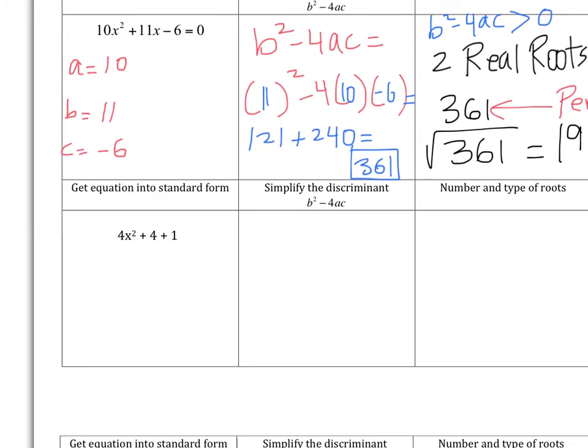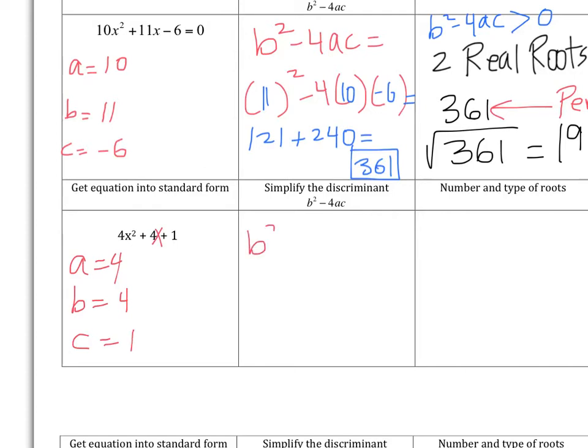Now let's move on to our second equation, and it's 4x squared plus 4x plus 1. Now again, it is in standard form, so a is 4, b is 4. I think I messed up over here. This should be 4x plus 1, and c is 1.